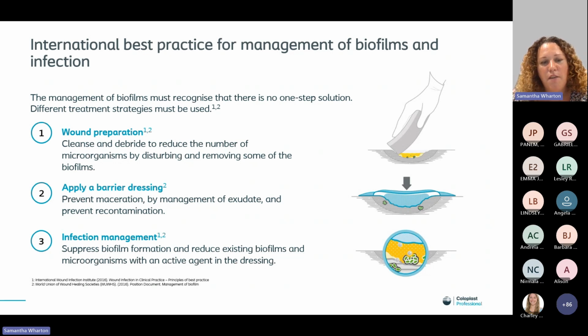So you would suppress those biofilm formations because they reform so quickly. You need to be able to suppress them and reduce the existing biofilms and microorganisms with that active agent in the dressing. We often use the analogy of when you brush your teeth. If you run your tongue over your teeth now, you might feel there's a bit of a coating on them. That's where those biofilms are reforming. And we brush our teeth in the morning, we brush our teeth in the evening, we maybe use tooth floss. So all of these things we're trying to remove and disrupt that biofilm that comes back into our mouth very, very quickly.